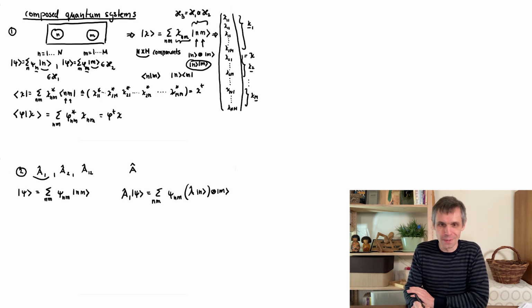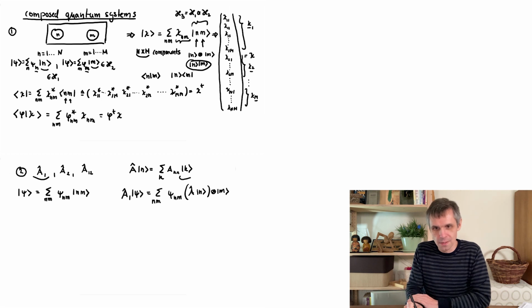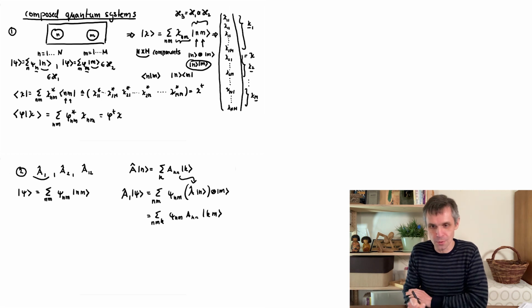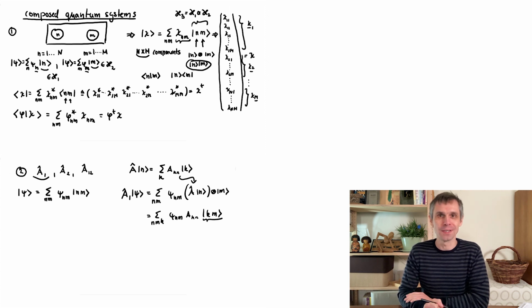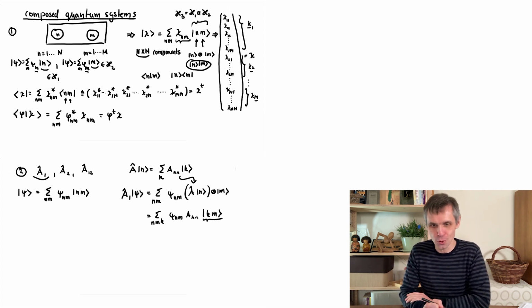Now we can write this even more explicitly if we simply specify the action of this operator on the first system in terms of the matrix elements of this operator in this basis. So if we insert this in here, then we get a triple sum over n, m, k, psi_nm, A_nk, and then simply the states km. So as I said, we don't really need the tensor product here. We just reduce it immediately to some operation in the Hilbert space just enumerated with all these different combinations.